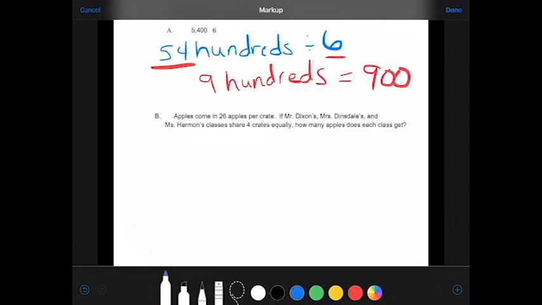Part B says apples come in 26 apples per crate. If Mr. Dixon, Mrs. Dinsdale, and Miss Harmon's classes share 4 crates equally, how many apples does each class have?